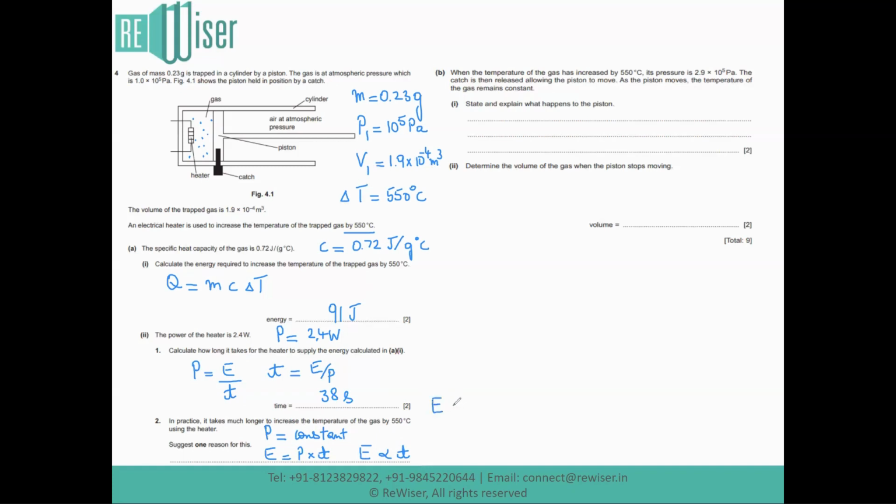The energy consumed is more, could be due to one of the following or all of the following reasons. The first could be that a part of the energy is absorbed by the piston. A part of the energy could also be absorbed or dissipated to the surroundings.